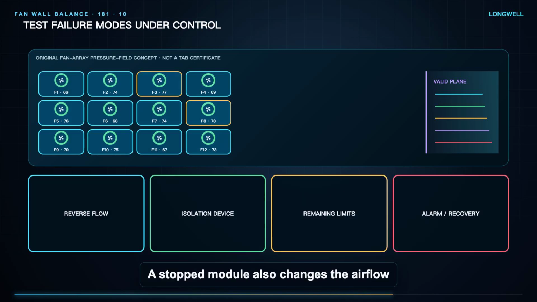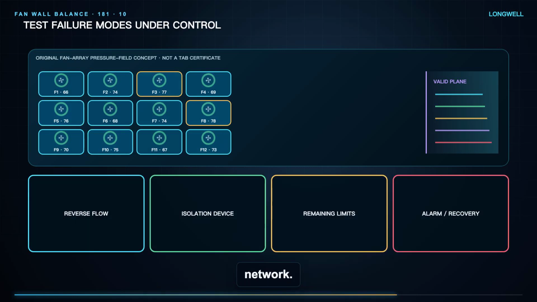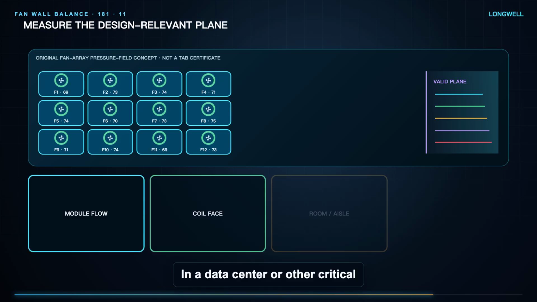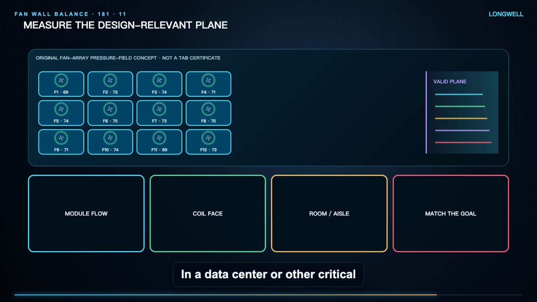A stopped module also changes the airflow network. It may become a reverse flow or bypass path, while an isolation or backdraft device adds opening pressure and leakage. Test standby and failed module behavior only under the approved change plan. Confirm redistribution, remaining fan limits, damper action, alarms, and recovery without exposing a live opening or removing a blanking panel under suction. In a data center or other critical facility, redundancy tests require authorization, monitoring, abort limits, and rollback.